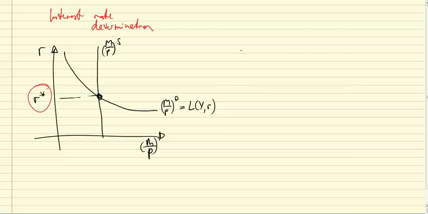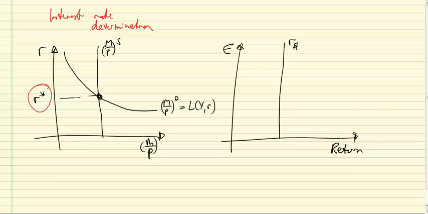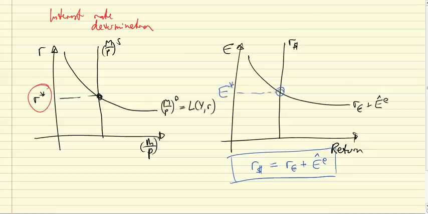And second, based on the idea of arbitrage, we have a model that gives us today's level of the exchange rate and dollar returns on two different deposits. One of them, R dollar, is just the domestic interest rate, the domestic return on financial investment, and the other is the euro rate plus E hat E, the expected exchange rate depreciation. Where these are equal, the interest rate in the US is equal to the interest rate in Europe plus expected exchange rate depreciation, and that is our no arbitrage condition, and it determines the equilibrium exchange rate.